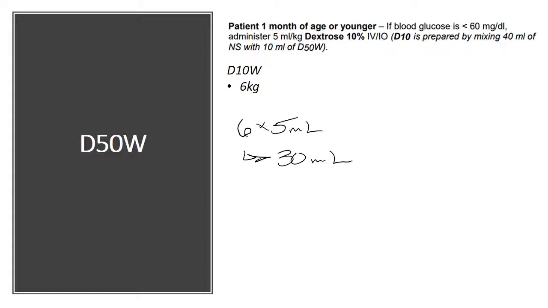So remember, you took your D10, you left in 10 milliliters, and squirted out 40. So now if you got 10 milliliters of D50, you're going to fill that whole syringe back up to get that full 50 mLs to get your D10. So for this kid, you'd give 30 milliliters of that D10.